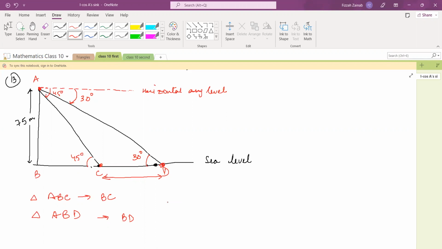So much of time. Come on. Is it 75 root 3 minus 1? 75, then bracket root 3 minus 1, right? Okay, that's right. Abdullah, have you got the answer?